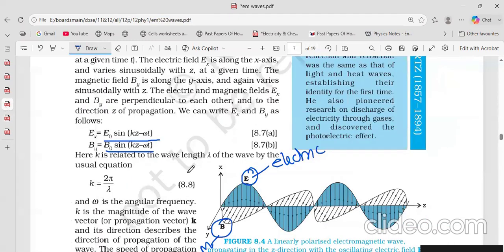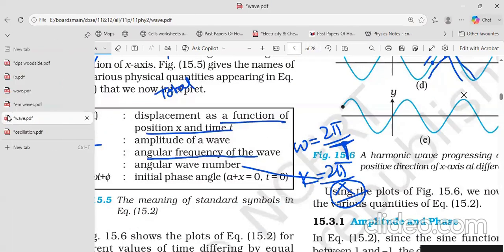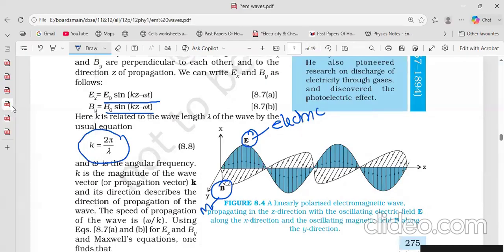This wave could be a rope. This wave equation is for a rope. It could be for water, any wave on water. It is also for EM waves. Now, the EM wave is a special type of wave.